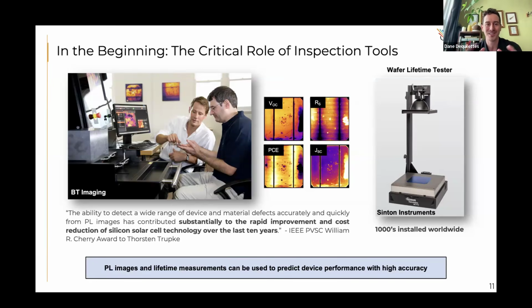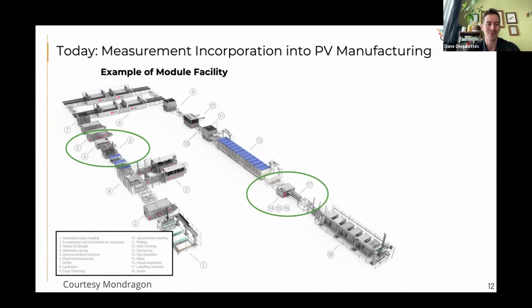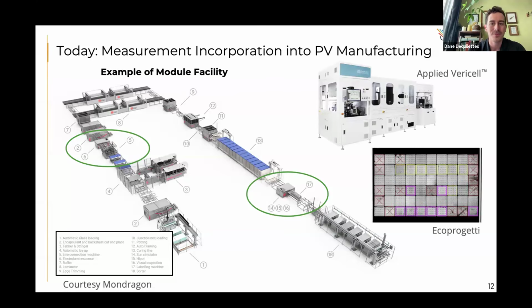So this is interesting to see on this scale, but if you now look in modern manufacturing plants, this is just showing an example of what a module facility looks like. You'll have these larger pieces of equipment that are shown in these green circles that are doing inspection and metrology along the way. That might be something such as electroluminescence imaging of a module, where you can look at individual wafers and see if they are within specifications or outside specifications, and if you need to scrap those wafers or replace them.